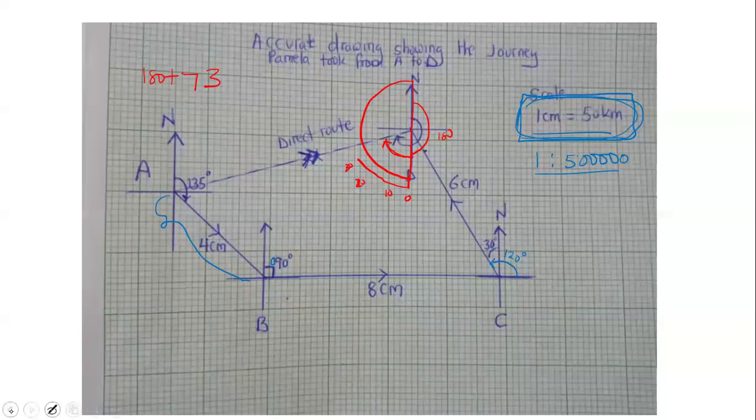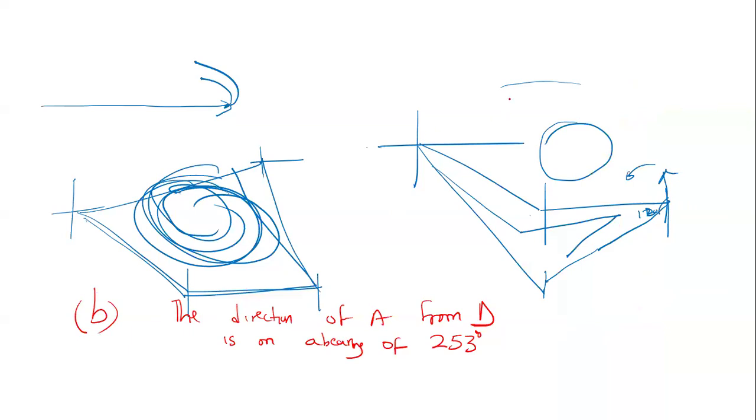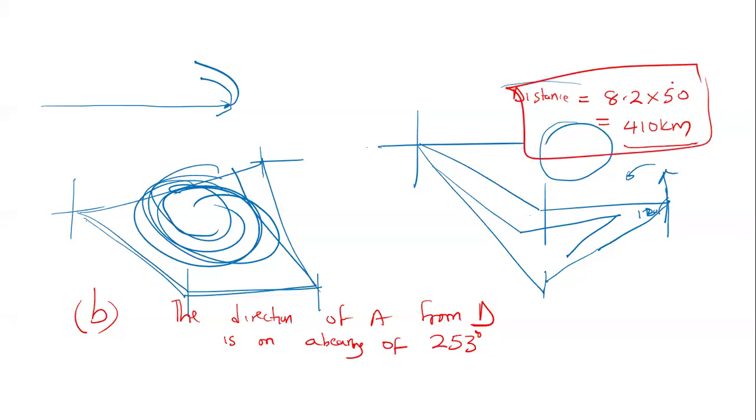Now, what do I want you to do? When you come back here, you say that my distance is going to be 8.2 times the 50, which will give me 410 kilometers. So in your conclusion, you say the direction of F from D is on a bearing of 253 and the distance from A to D is 410 kilometers. Do not forget to show this part when you are converting, because you said earlier 1 centimeter is equivalent to 50 kilometers. So that's how you make your conclusion.